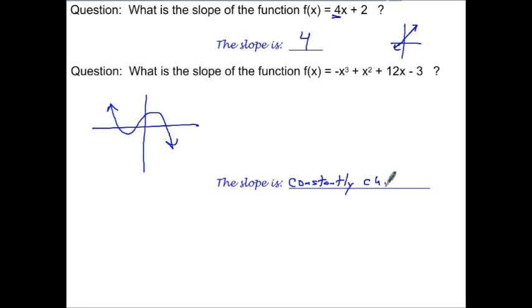And so basically it's impossible to give an exact answer for the slope of this entire polynomial function, because if you look at one point in the graph, it's doing something, and you look at another point, it's doing something else. So we need a way to handle this.